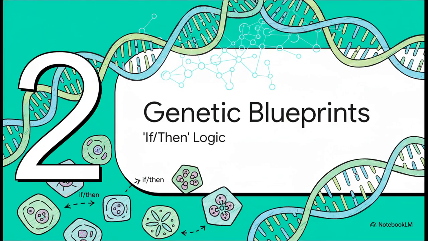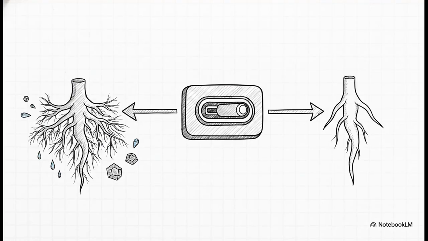Section 2. Genetic Blueprints. The if-then logic of cell differentiation. Now that we understand the physical mechanism of expansion, let's zoom in even further to the genetic blueprints, the molecular if-then statements dictating what these expanding cells actually become. Like, how does a plant cell actually know its fate? Well, a perfect example of this is the GLABRA2 homeotic gene.